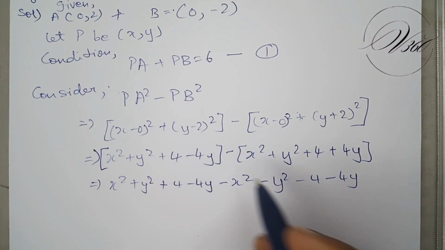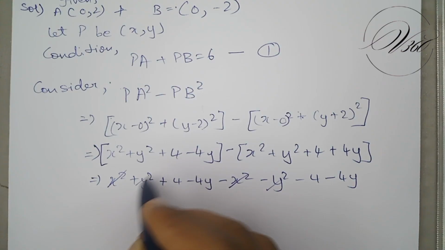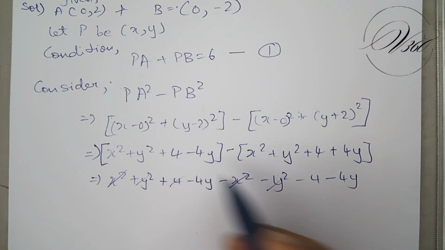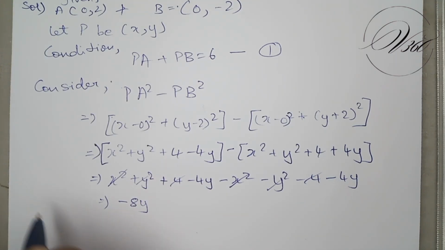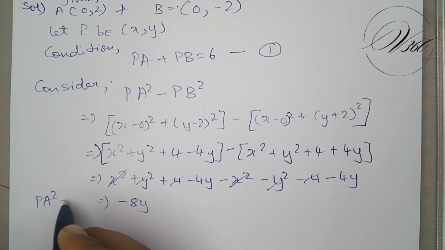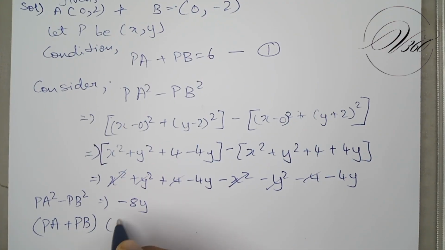Okay. Now let's cancel out. x square plus x square minus x square plus y square minus y square plus 4 minus 4. Now here 4 2s are 8, minus 8y is the remaining. Now this is PA square minus PB square. If we expand PA square minus PB square, we'll get PA plus PB of PA minus PB.